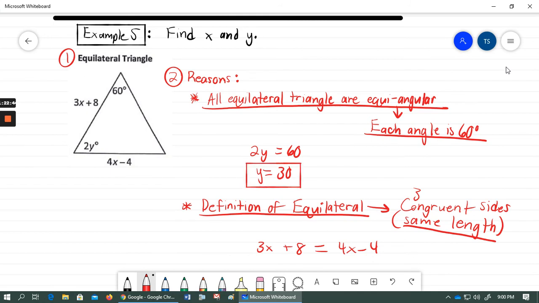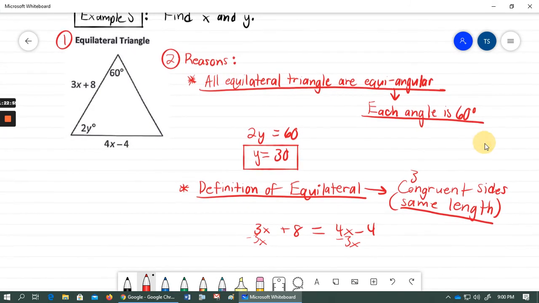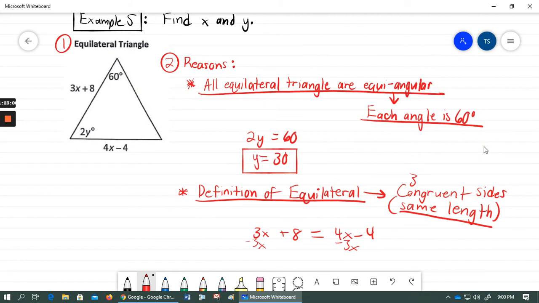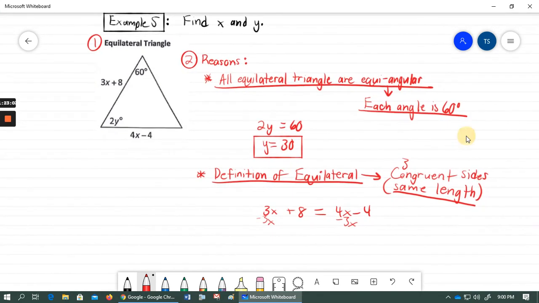All right, so we already got y. All right, so subtract 3x from both sides, and you end up getting all the x's on one side of the equation. Let me zoom out a little bit on that.